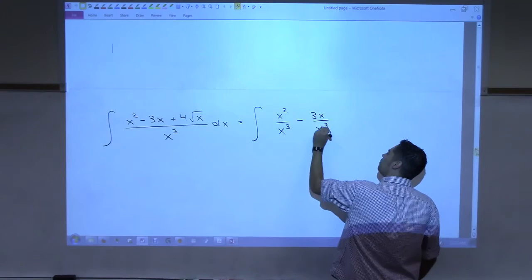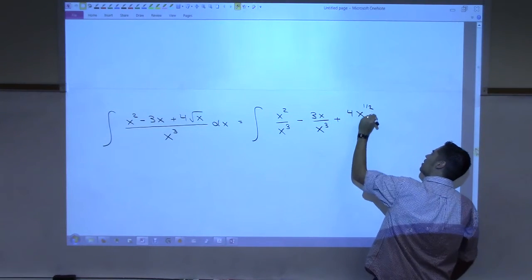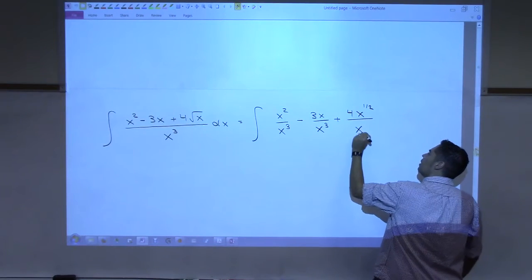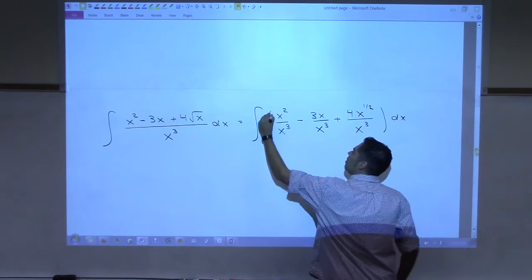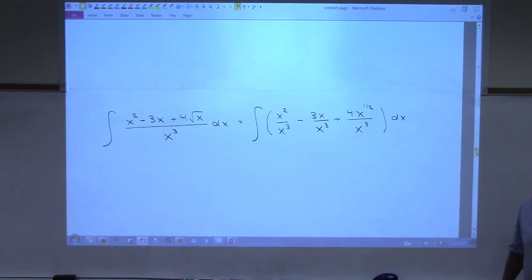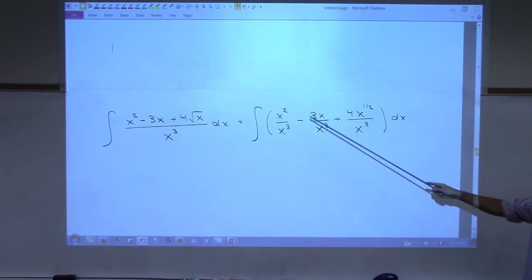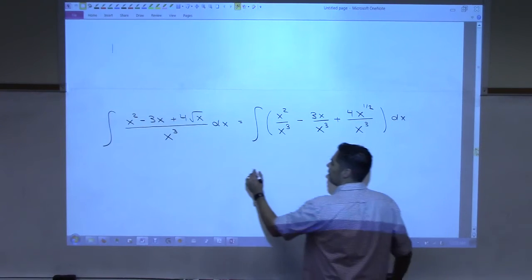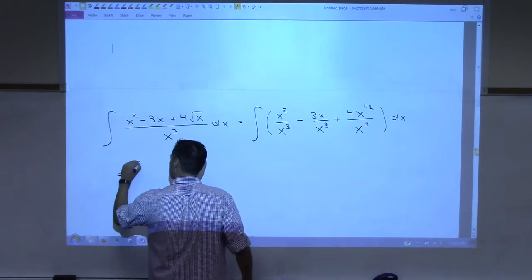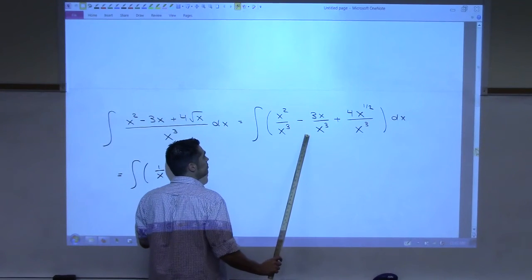like this. I'm going to rewrite the root x as x to the half. And I'm doing that keeping in mind that I'm going to be using properties of exponents now to clean up these powers. So we take the power on top, we subtract the power on the bottom. So what is this first term really going to be? 1 over x.